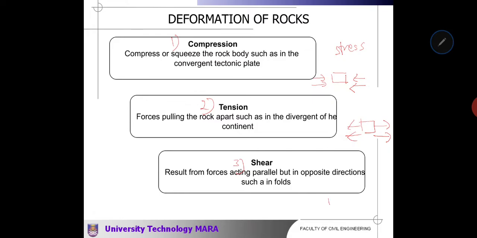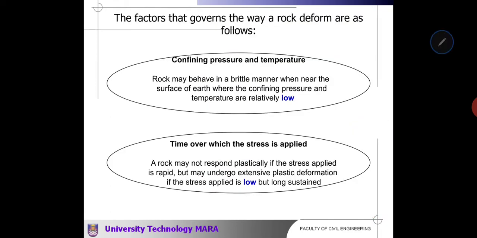That is what you see in divergent continents. For shear, we have two stresses, pulling either this way or that way. It has two stresses, but they act in opposite directions. That one we call shear. This one you can see in transform plates, and the result is forces acting parallel but in opposite directions, such as in folds.